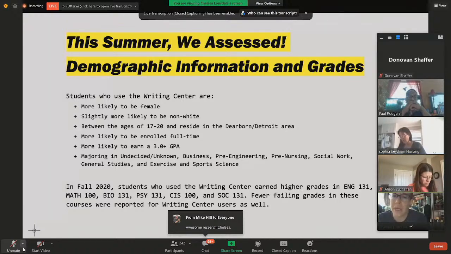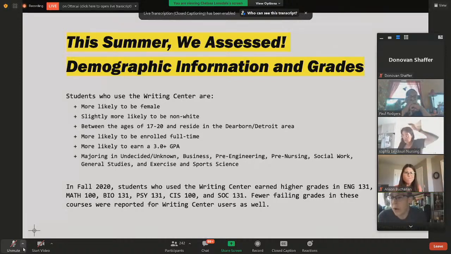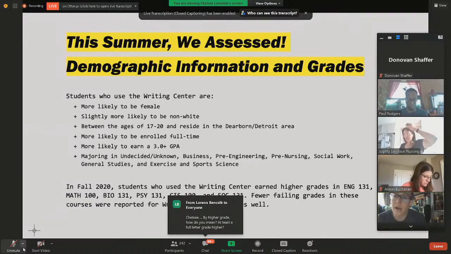Student self-reported majors included undecided or unknown, business, pre-engineering, pre-nursing, social work, general studies, and exercise and sports science. We had several classes where a significant number of students used the Writing Center, and in those classes, students who used the Writing Center earned higher grades. Again, we don't know if this is causation or correlation, but still a positive that students who are using the Writing Center are earning higher grades. There are fewer failing grades reported for these courses and these students as well.